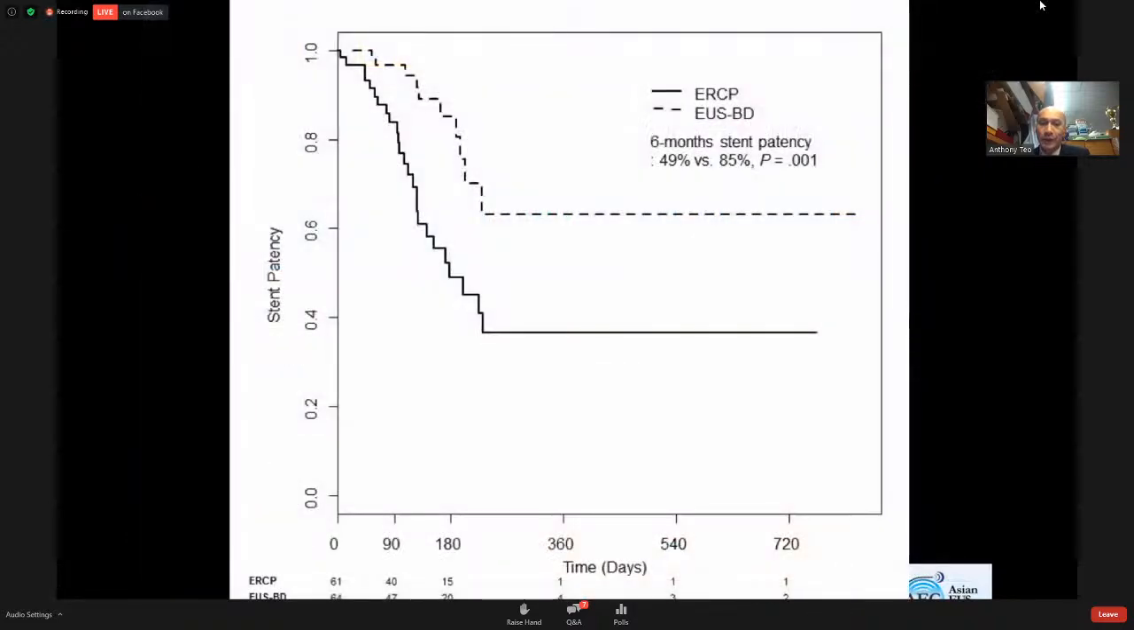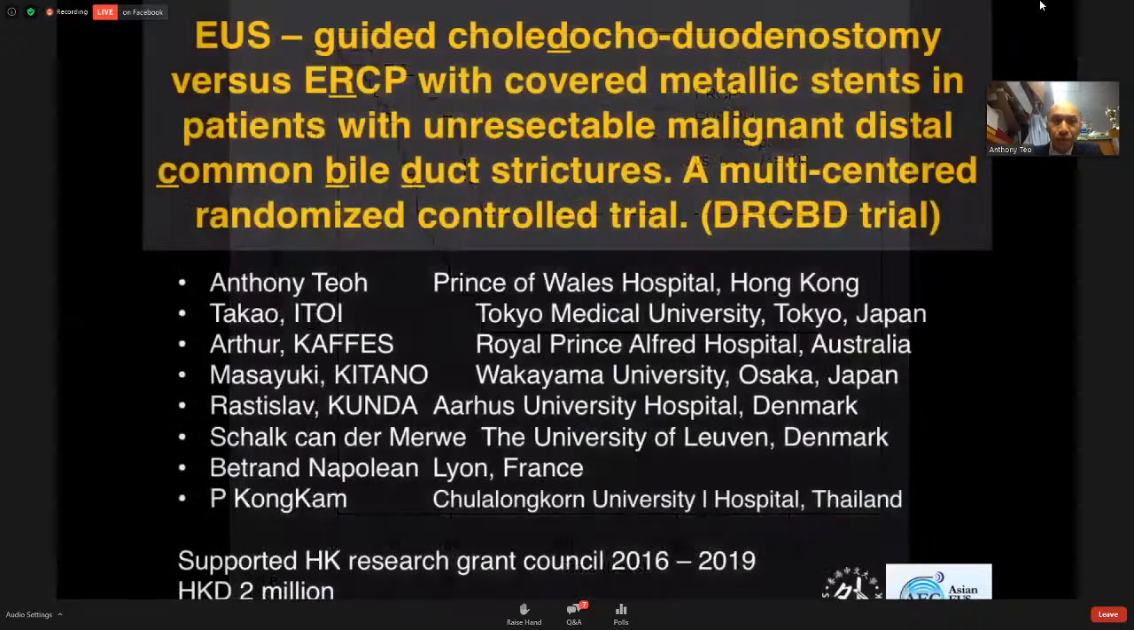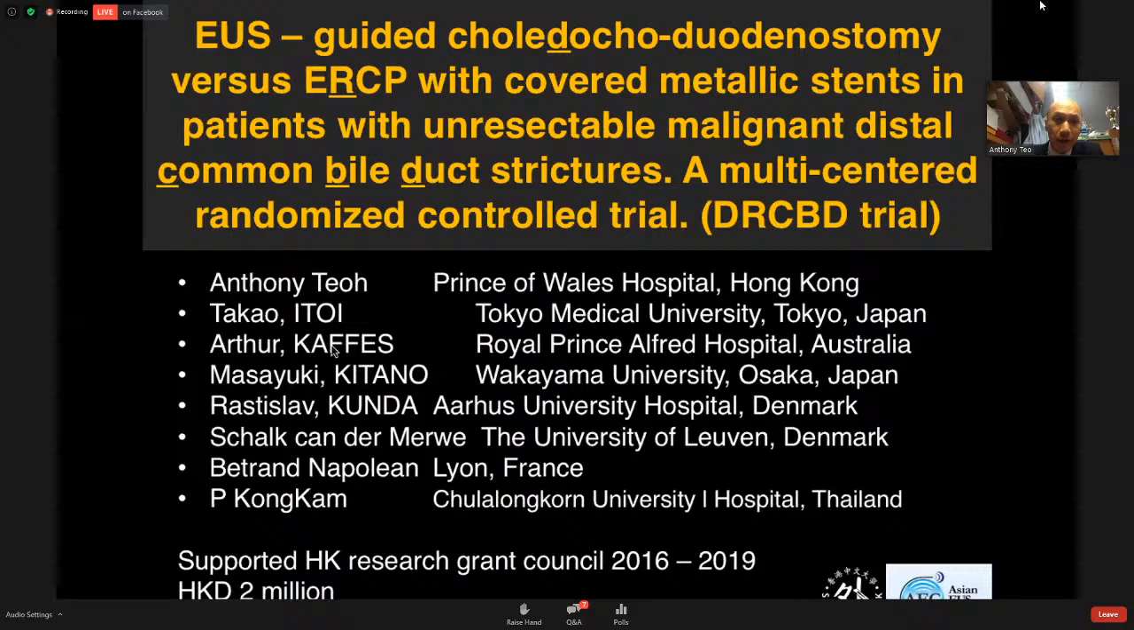This is the Kaplan-Meier curve showing that the USBD arm has a significantly longer stent patency as compared to ERCP. My main complaint is that the stent patency in the ERCP arm seems a bit low for this study. So we are now performing a randomized, multi-center trial. We're up to around 140 patients recruited already. So hopefully we can answer this question very soon.